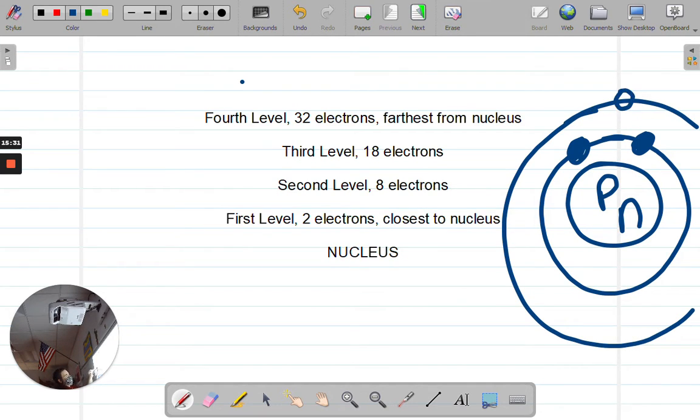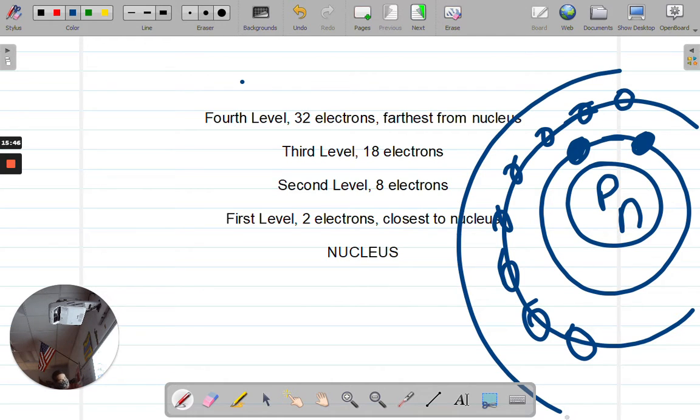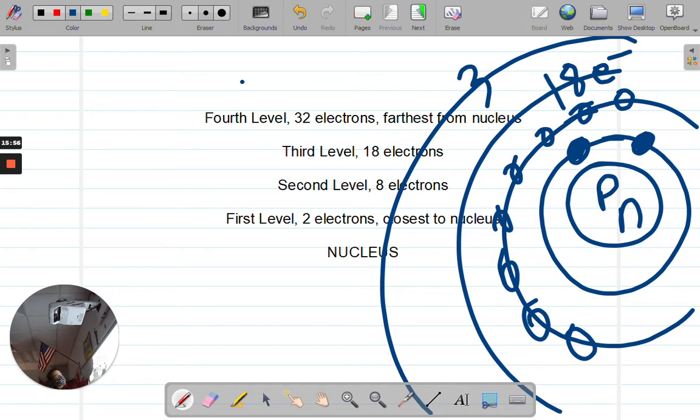Okay? And it can hold 8. 1, 2, 3, 4, 5, 6, 7, 8. Alright, so that's a total of 2 plus 8, that's 10 electrons total so far. If there's more, we go to the third energy level, and it can hold up to 18 electrons. And the farthest it can actually hold 32 electrons.